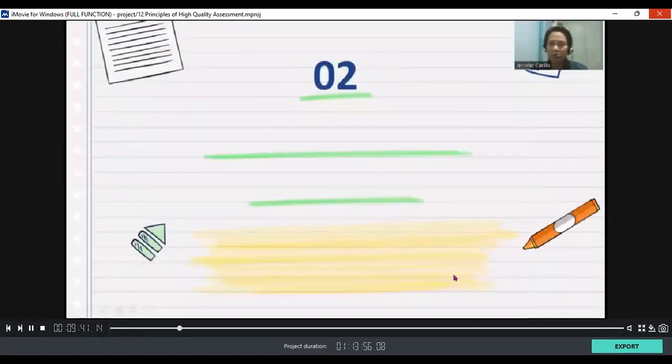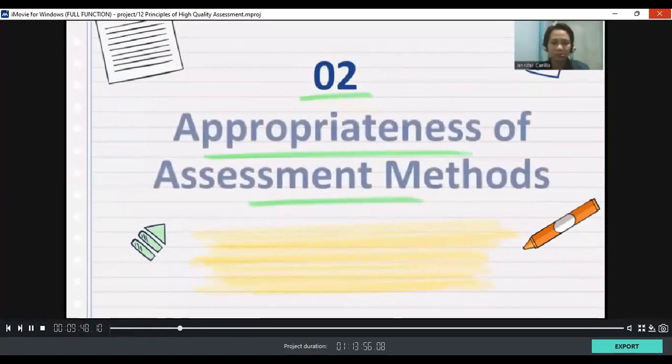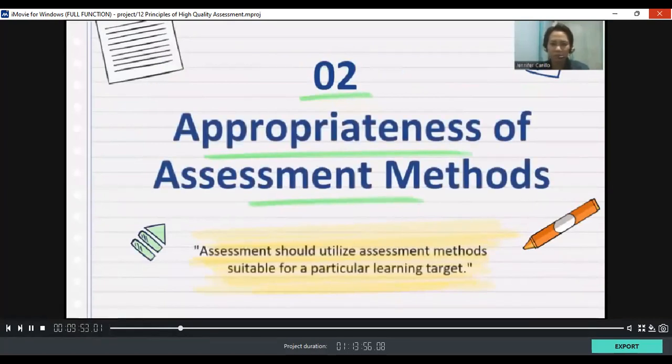In number 2, this is the second principle in establishing a high quality assessment: appropriateness of assessment methods. Assessment should utilize assessment methods suitable or appropriate for a learning target. So there are different assessment methods. And in selecting such assessment method, it should be first and foremost appropriate to the learning target.